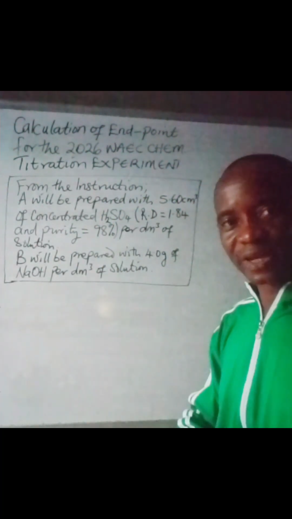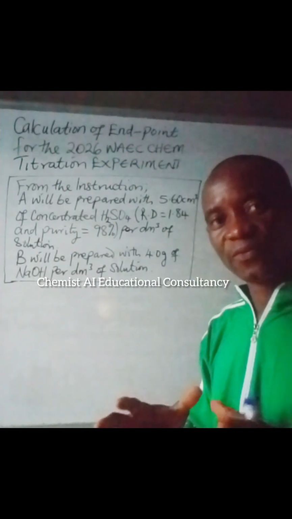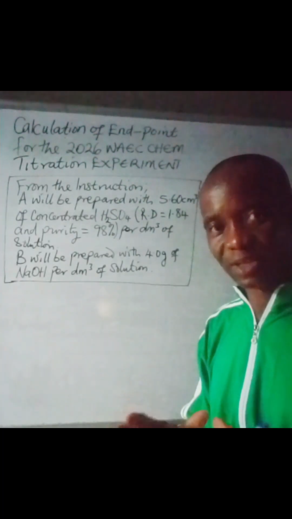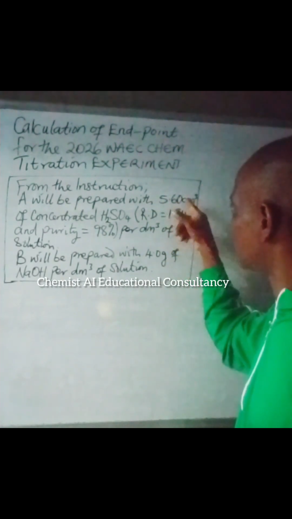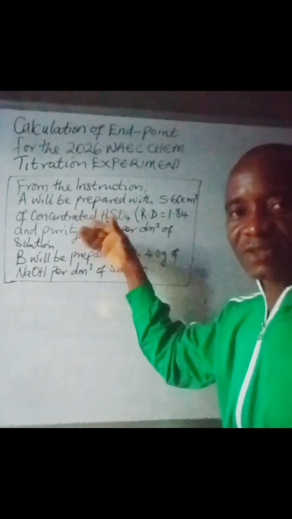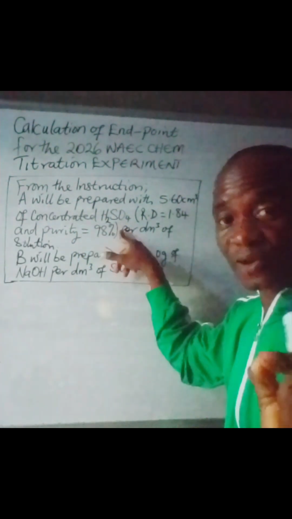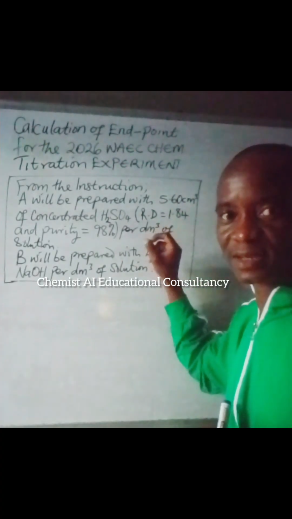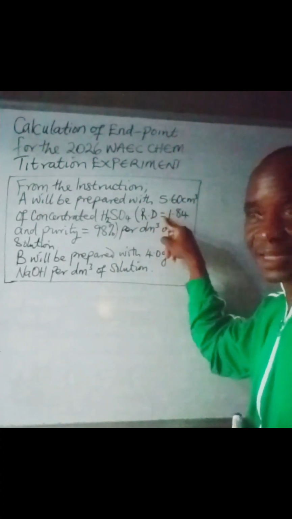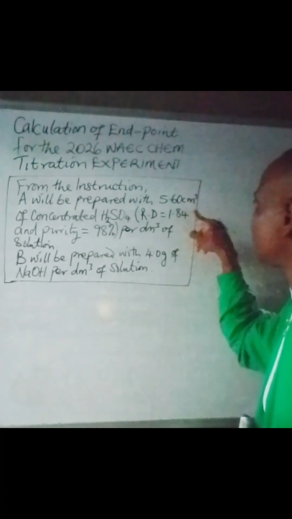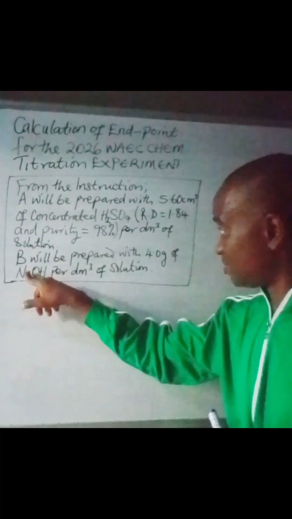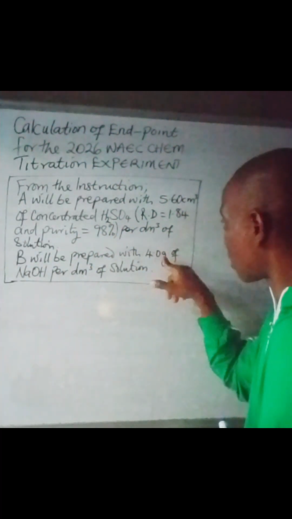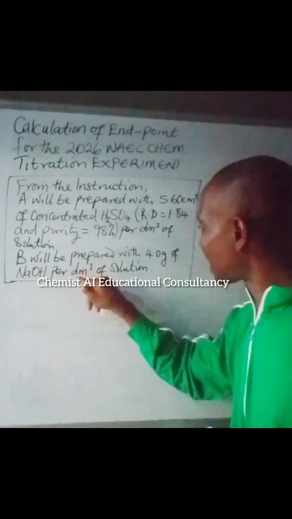concentrated sulfuric acid. That is the stock sulfuric acid that is not diluted yet. The teacher is meant to measure 5.60 cm³ of that solution. And the sulfuric acid has a specific gravity or relative density of 1.84 and a purity of 98%. And the base B will be prepared with 4 grams of sodium hydroxide per dm³.